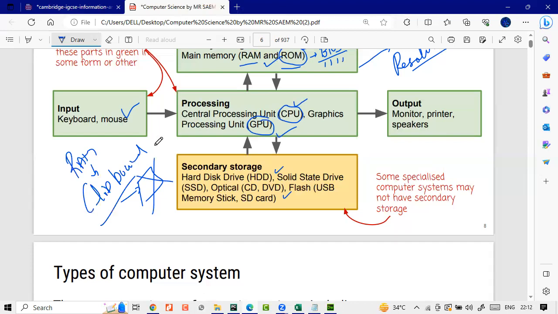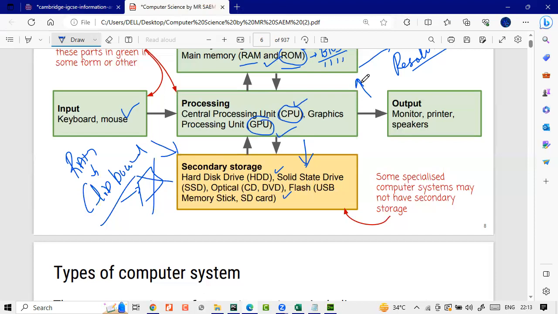Non-volatile means secondary storage, where data will be permanently stored. A memory stick, an SD card, a solid state drive, and a hard disk drive. You leave it for a month, 2 months, a year, you open it again, and you can get the data again. So all the permanent data needs to be in the secondary storage, and all the temporary data goes into your primary storage.